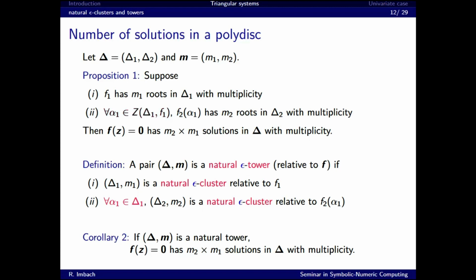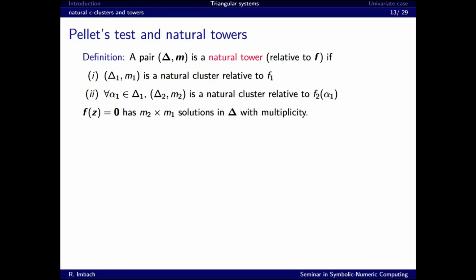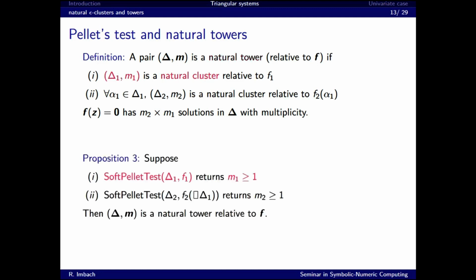And when the radius of delta of the two components is less than epsilon, we say that this is an epsilon tower. So in my example, the natural towers that correspond to the natural clusters are these pairs, delta 1, 3, 3, and delta 2, 1, 3. Well, now this is the same definition as previously, the one of natural tower. And actually, this definition, I mean, the requirement to be a natural tower, has been shaped so that we can verify it with the Pellet test.